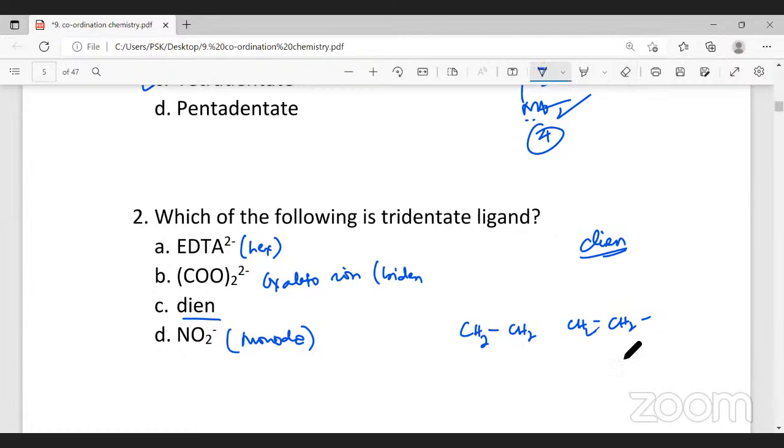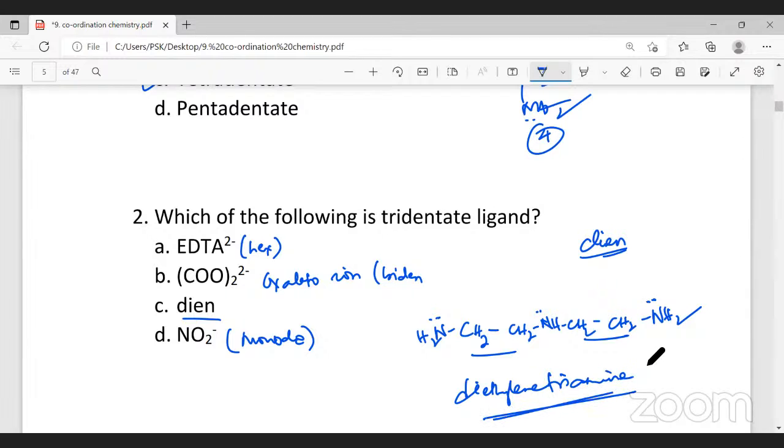Now the pi bonds break, and what happens? NH2 gets bonded to this carbon, and NH2 gets bonded to this carbon. All bonding takes place to balance what? Their valency. Nitrogen and H get bonded to these two carbon atoms. So we have three pairs of electron donors. So this is called diethylene triamine, abbreviated as DIEN. So the answer for this question is option C.